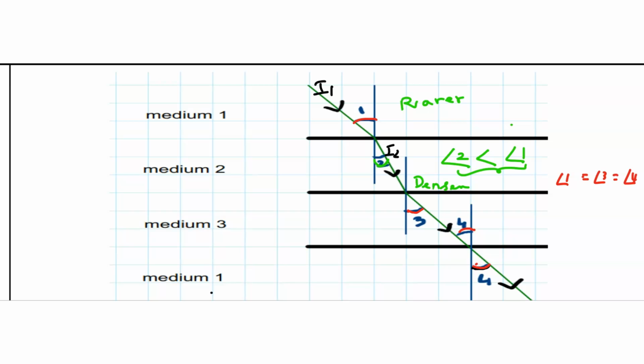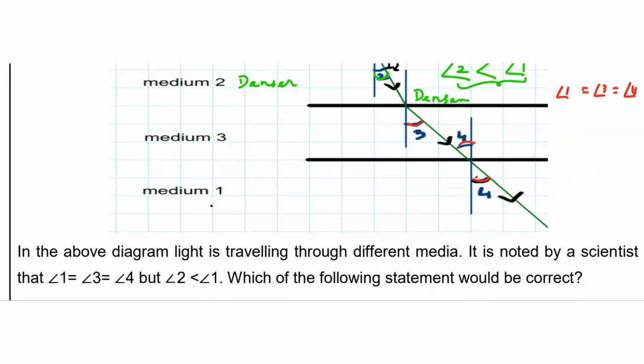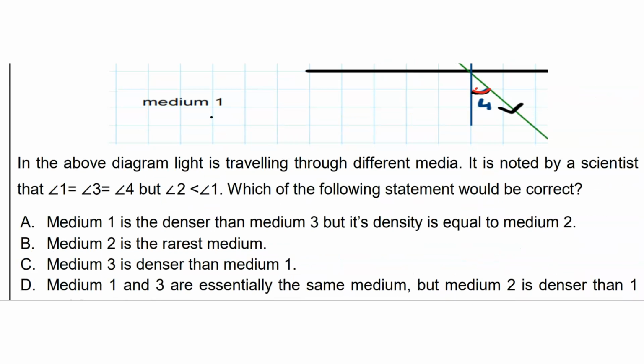its angle of incidence, here the angle of incidence is 1. So angle of incidence will be greater than angle of refraction. Here, angle 2 is smaller. So this medium 1 has to be a rarer medium, and medium 2 has to be the denser medium. So from this given information, I can conclude that medium 1 is rarer than medium 2. Which of the following statements would be correct?